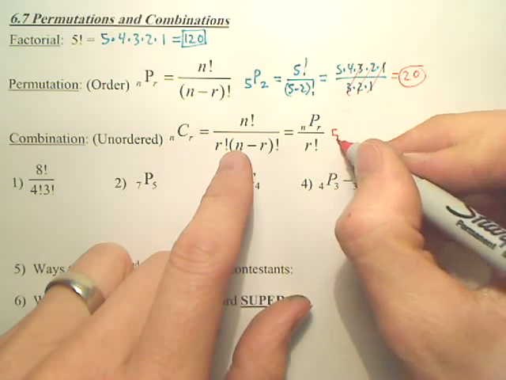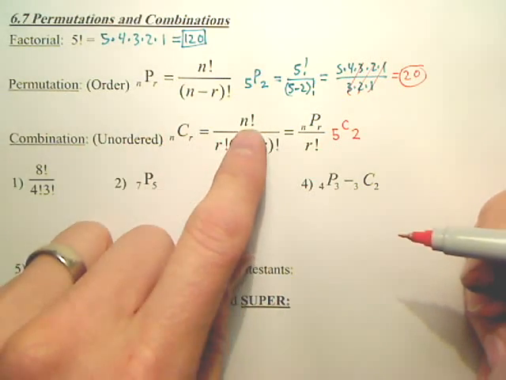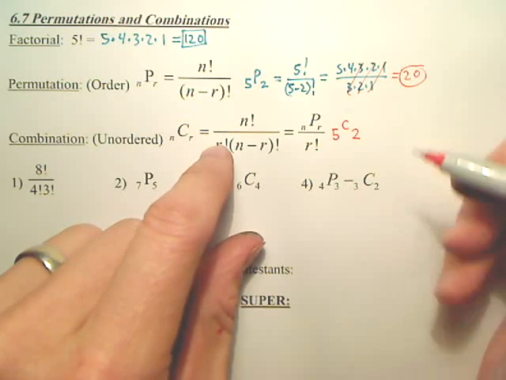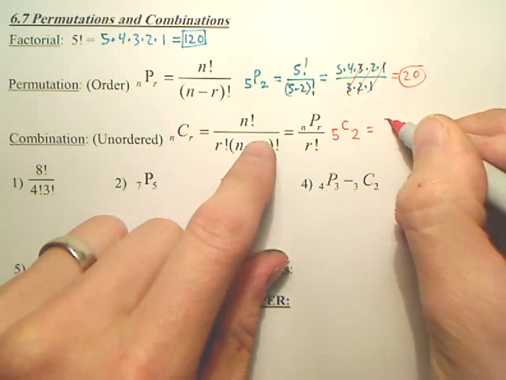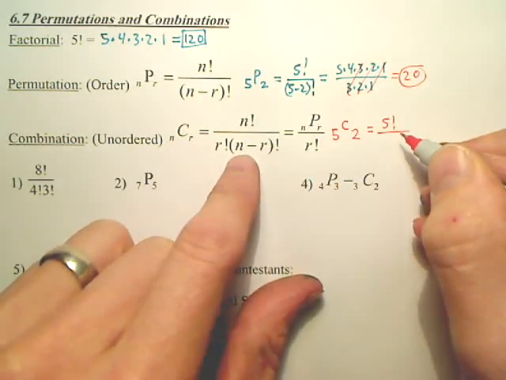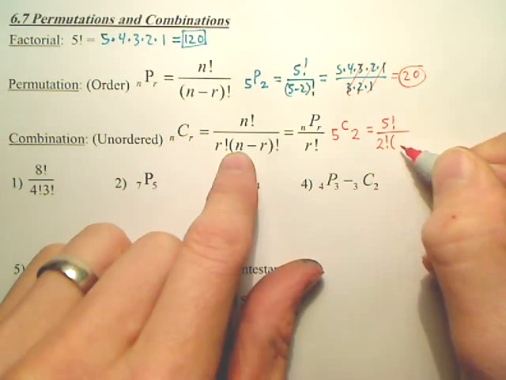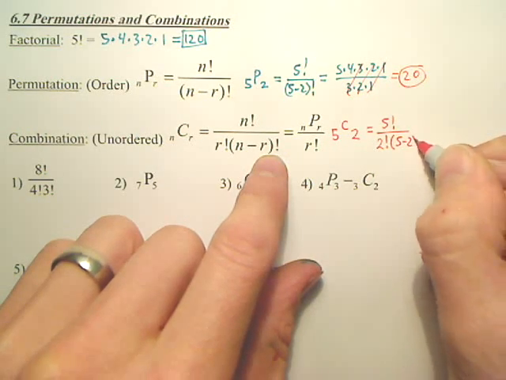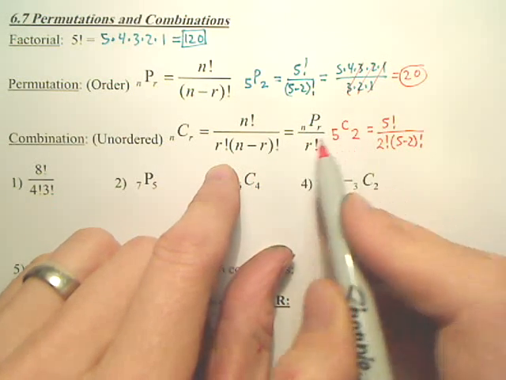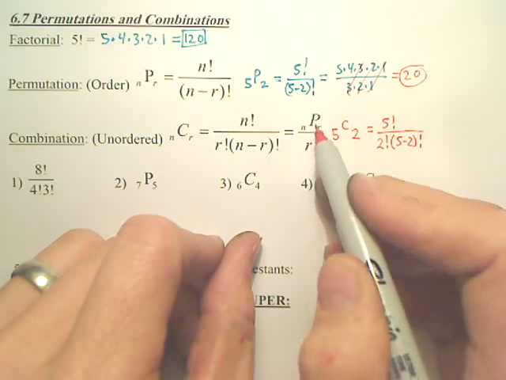Okay. Now, I'm going to do 5C2. 5C2 looks a lot like 5P2, but it has this extra r factorial. So mathematically, it would be 5 factorial over, what's r? 2 factorial. And then what's n minus r would be 5 minus 2 factorial. Again, I just plugged in my n, my r. I plug it into this formula. This formula is a shortcut, and I'll talk about it later.